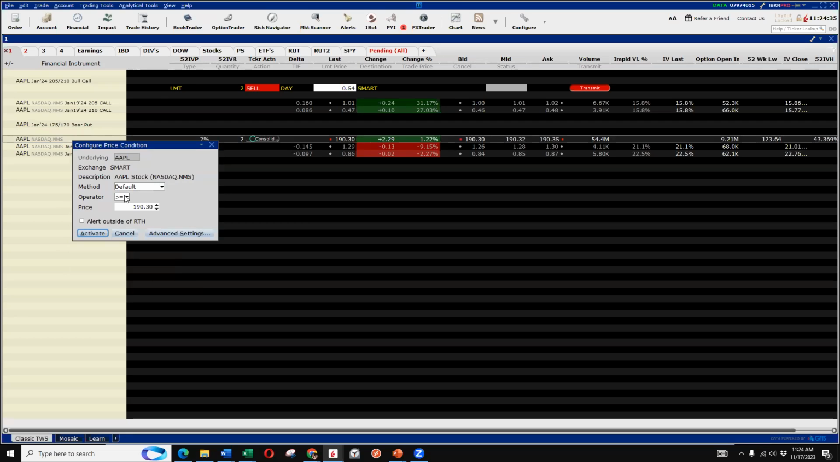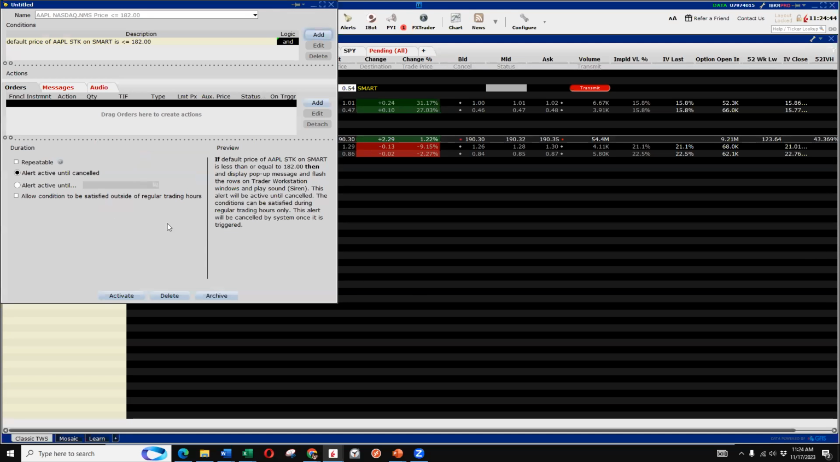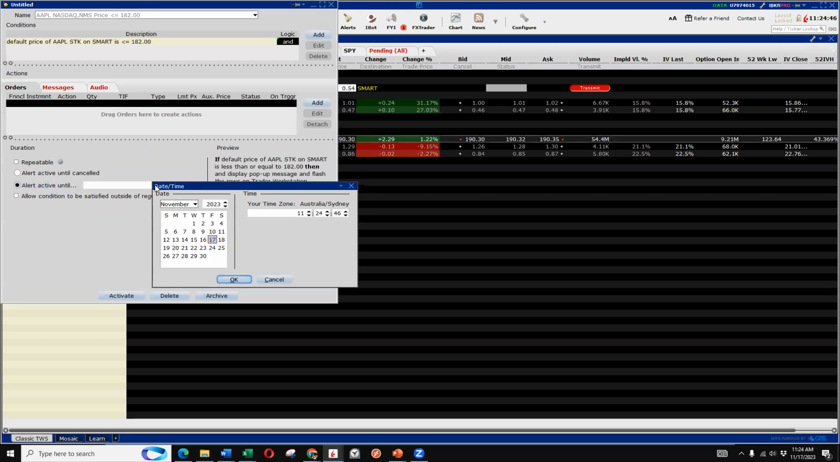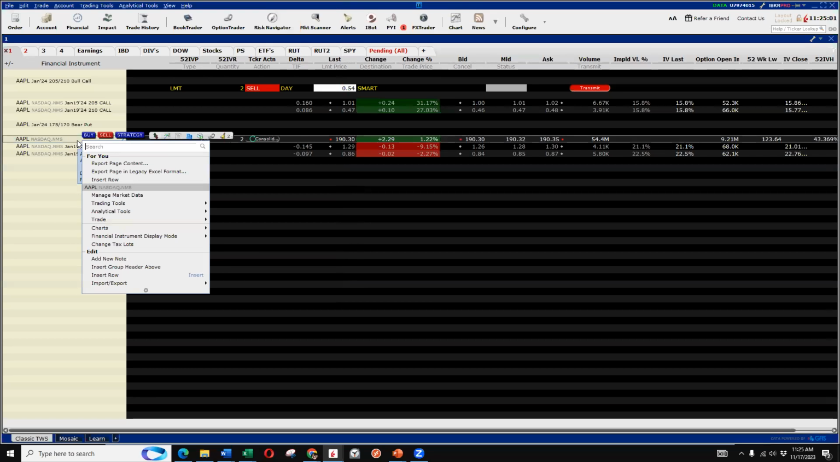And I'll say if it goes below 182. What I also do, as an advanced setting, is next, finish, and I'll put it active until the expiration date, so that when the Iron Condor expires or I've closed it out, the alert dies with it. So I'm not left with a whole bunch of alerts for trades that are no longer active. I'll show you that again. Again, not as relevant if you're not using Interactive Brokers, but there might be something similar in the broker you're using, or you can use a different app or website for price alerts.